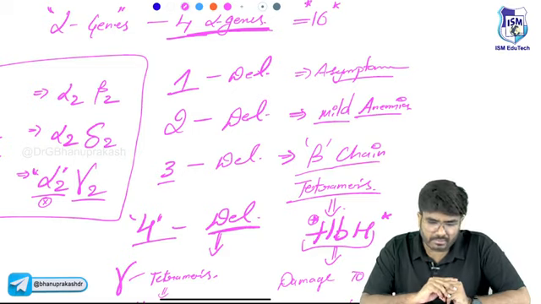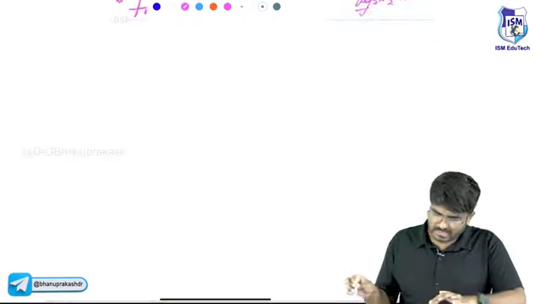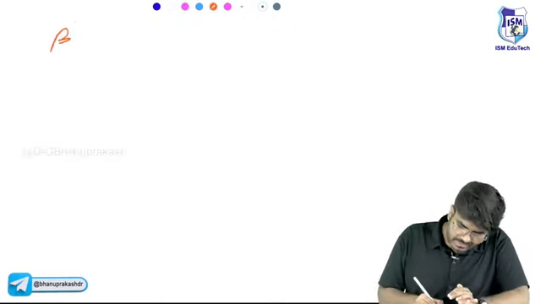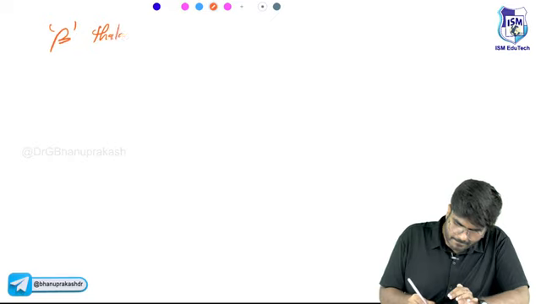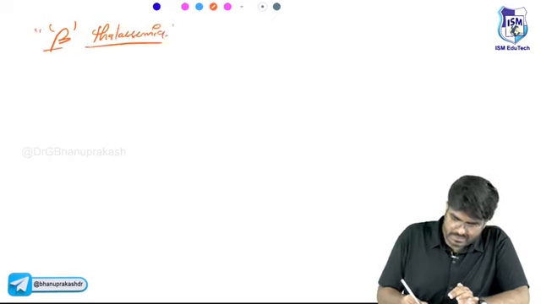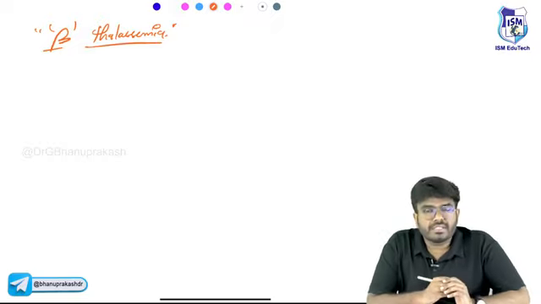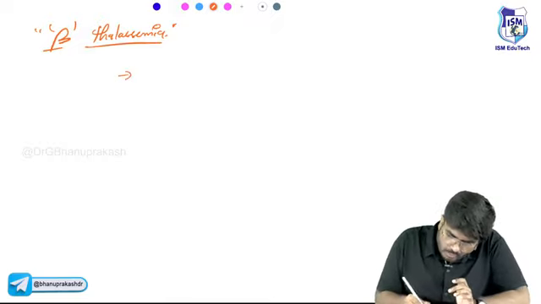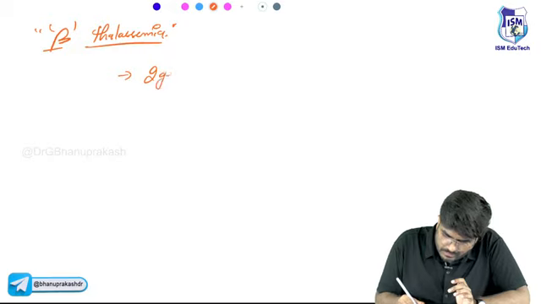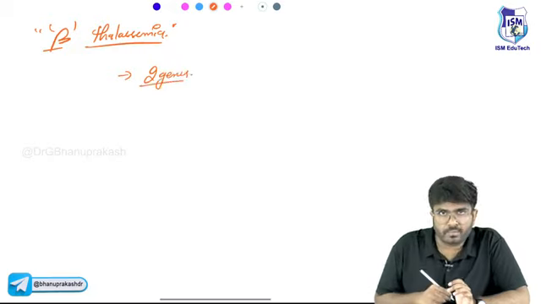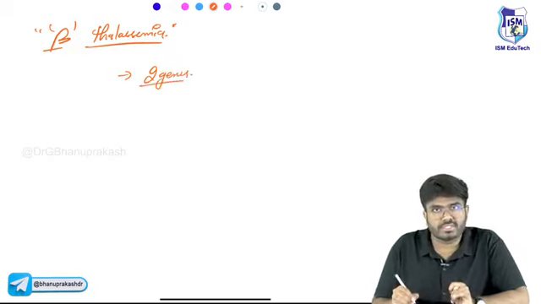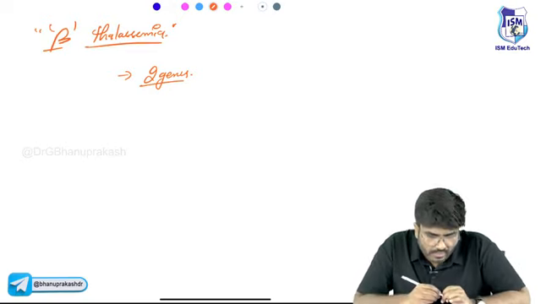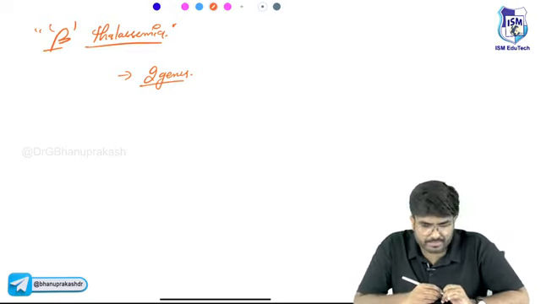Now after alpha thalassemia, what is the next variety? Beta thalassemia. Okay, beta thalassemia, sir. So what is the problem? Actually there are 2 genes for beta globin. Okay, there are 2 genes for beta globins.